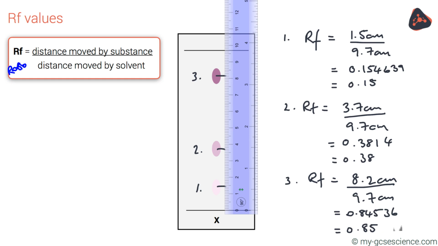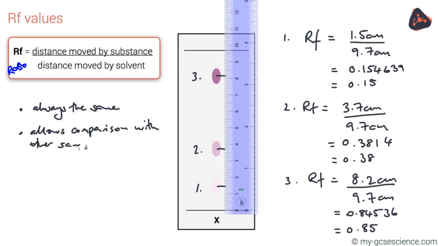So there we are. RF values are important because they should always be the same if you do the experiment in the same way, with the same substance and the same solvent. But each substance will have its own RF value in different solvents, and each different substance will have different RF values within the same solvent. And this allows us to compare it with other samples, for example substances we know that either we or other people such as scientists or doctors have tested before.